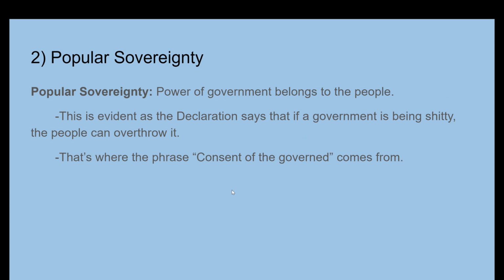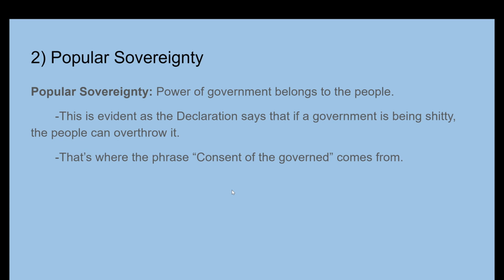Alright, so popular sovereignty. The definition of this is that the power of the government belongs to the people. You can't really have a government if you're upsetting your people, unless you're a fascist or communist dictatorship in which you don't care what your people say. It's just controlled by the government. But we're talking strictly about America right now, okay?